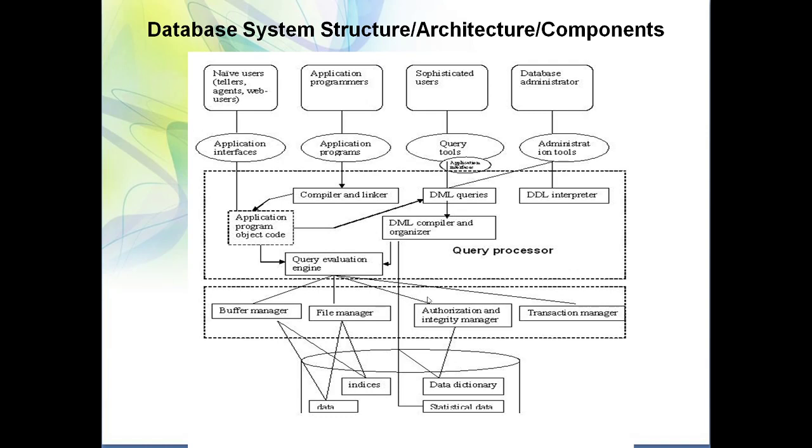Then the third component is the file manager. So what is the role of the file manager? The file manager is responsible for allocating space on the disk. Whenever we are creating a new table, space has to be allocated on secondary memory. So the file manager is responsible for allocating space to a particular object of a database on secondary memory.